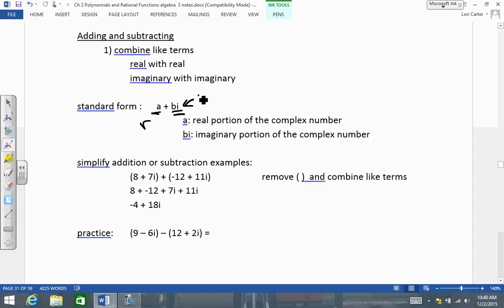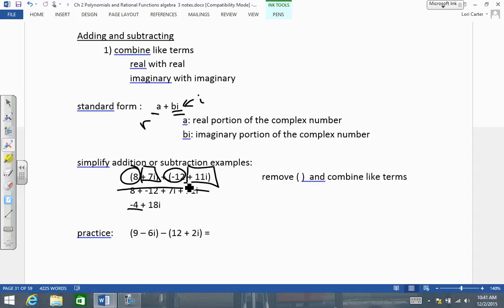Good? When you're adding, you combine like terms. So it's real plus real, imaginary plus imaginary. So when I go down here, I say this is 8 minus 12, negative 4. Real and real. Good? Imaginary, 7i plus 11i, 18i. And you are done. Makes sense?